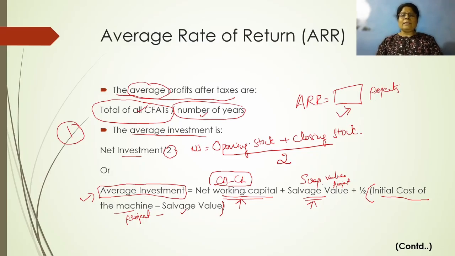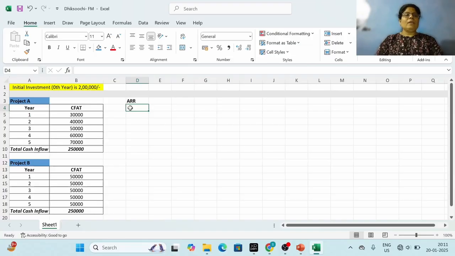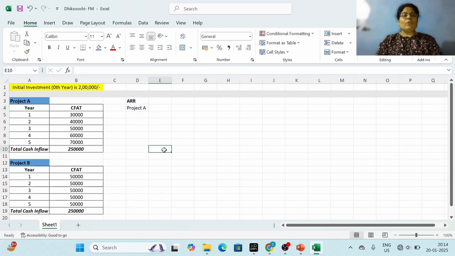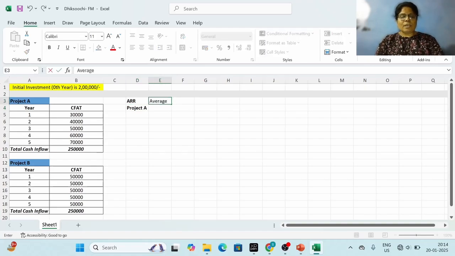Now let us calculate this ARR by using Excel. This is a problem we were discussing earlier, right? Now, let us use this data and calculate average rate of return. Now, let us calculate the ARR for project A. Okay. So, if we recollect the formula, what is our formula? We need to calculate the average cash inflows and the average investment, right?